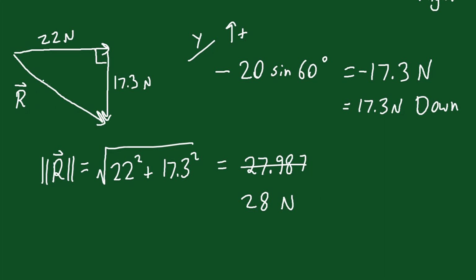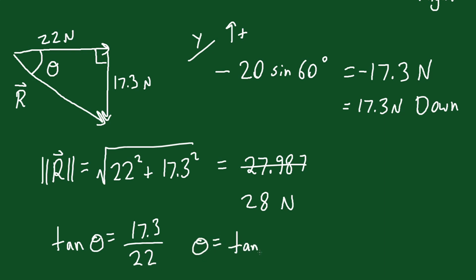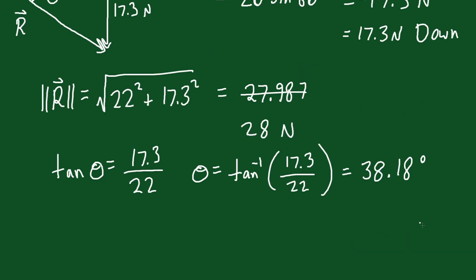So the resulting force is 28 newtons. Now, what's the angle we have here? Because we have to include that angle. Well, we can use tan to figure it out. Tan of, and I'll call this angle theta, tan of angle theta is equal to opposite over adjacent. So the angle theta is equal to tan inverse of 17.3 over 22. If you do that calculation, you should get 38.18 degrees. I'm just going to write that as 38 degrees, rounded to the nearest degree.